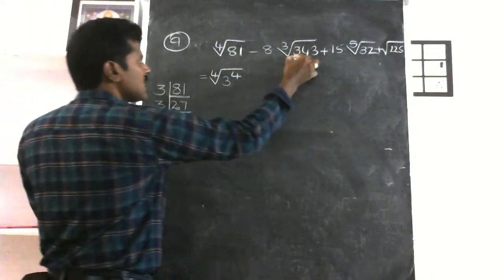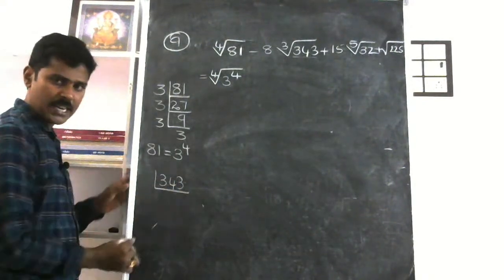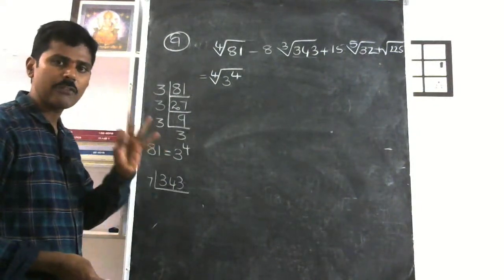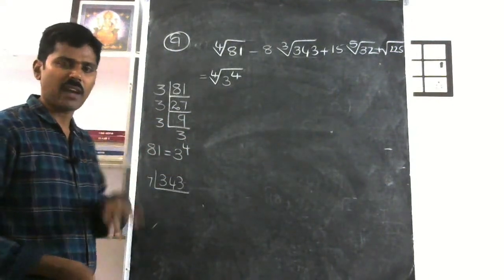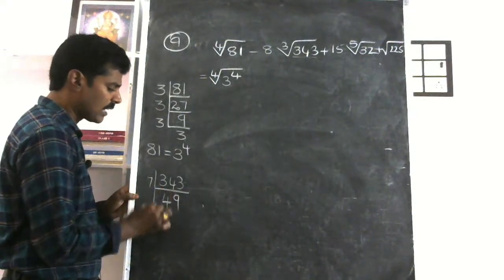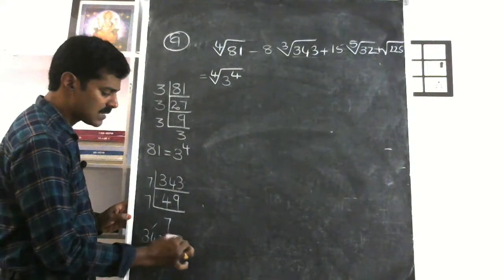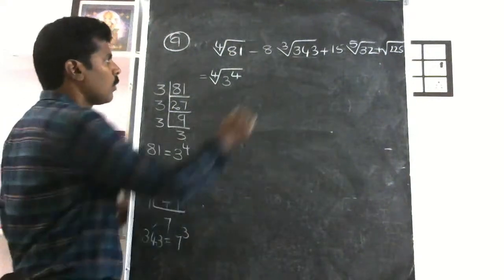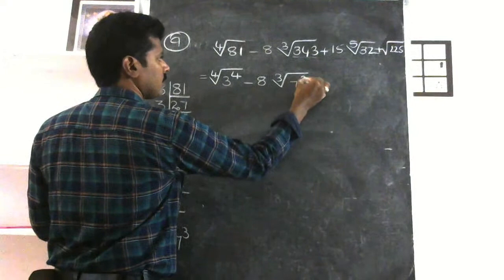And the next one is 343. Just now we have completed that. So 343 is divisible by 7. It won't divide by 2, 3, 5. I have to take only the prime numbers. 2 won't divide, nor 3 and 5, so definitely 7, the next prime number, gives 49. Again 7 by 7. So 343 can be written as 7 cube. So what I will get is minus 8 into cube root of 7 cube.